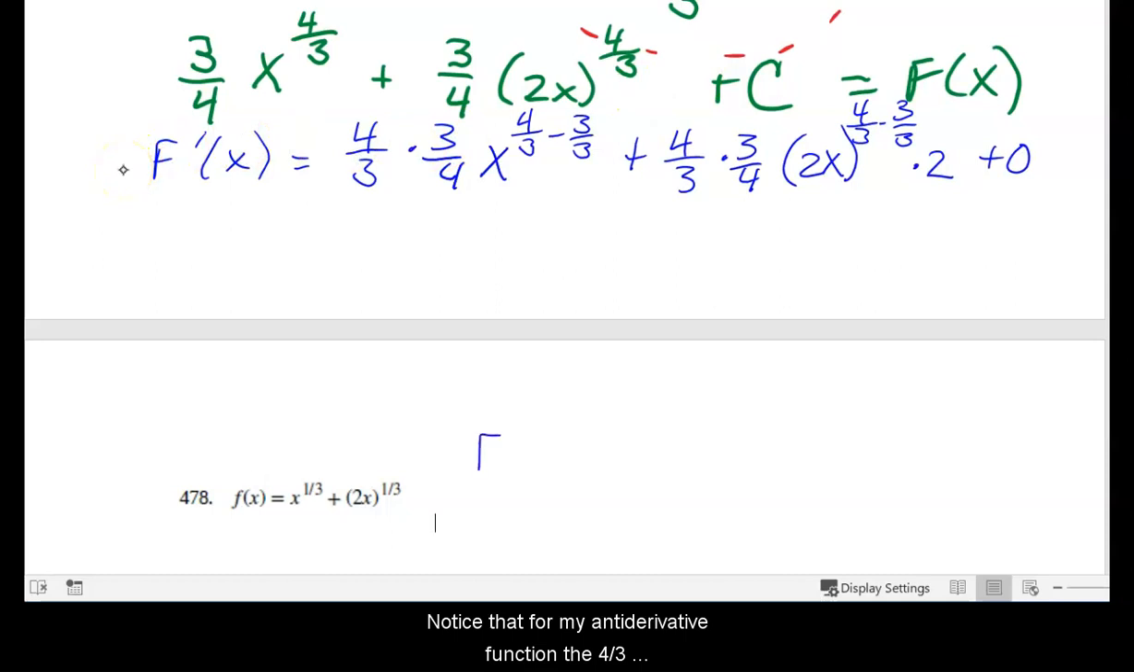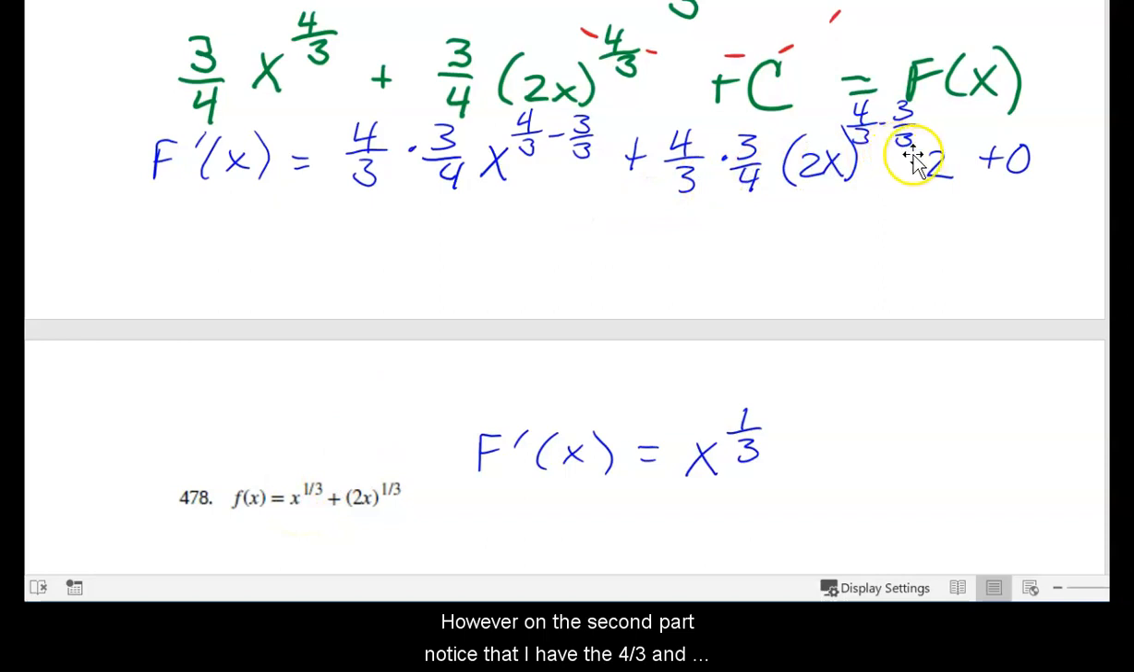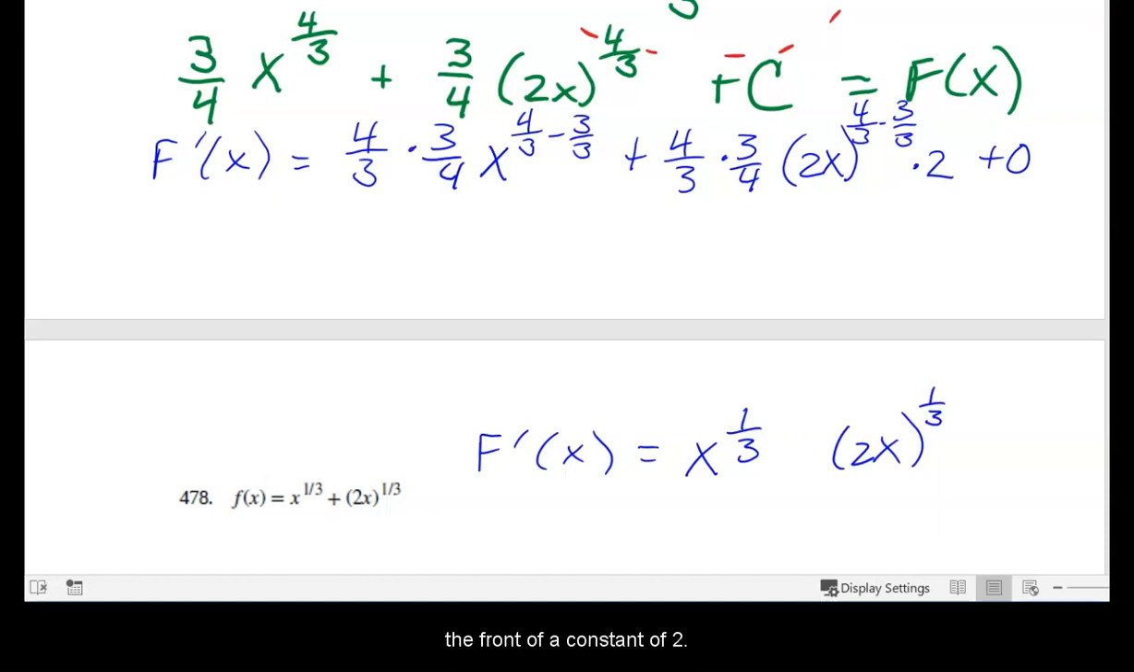Notice that for my antiderivative function, the 4/3 times 3/4 cancels, and I do get x to the 1/3 power, which does match the first term of the integrand function. However, on the second part, notice that I have the 4/3 and 3/4 canceling, the 2x to the 1/3 power, but I also have at the front a constant of 2. This constant of 2 is not present in the original integrand.